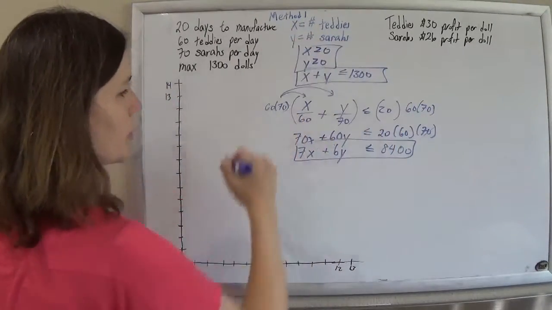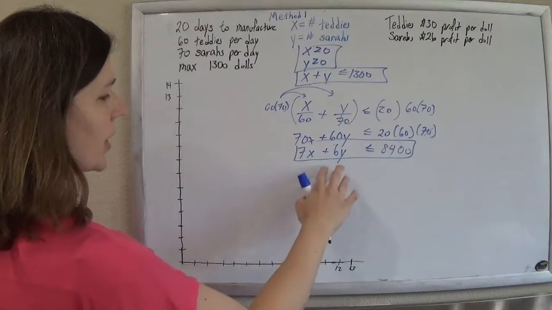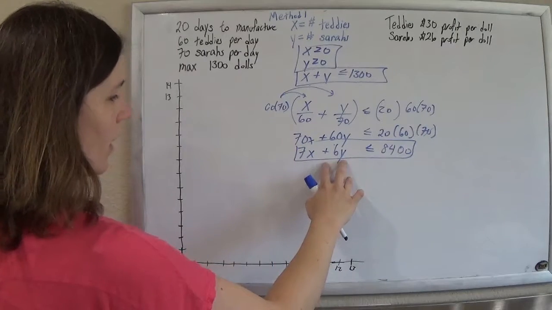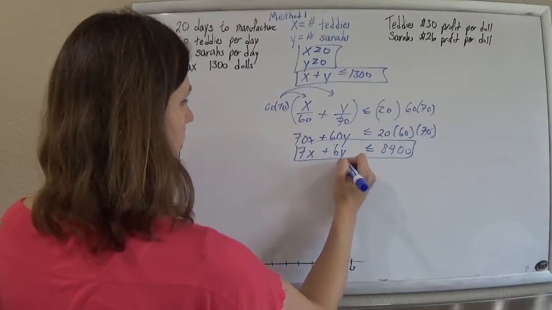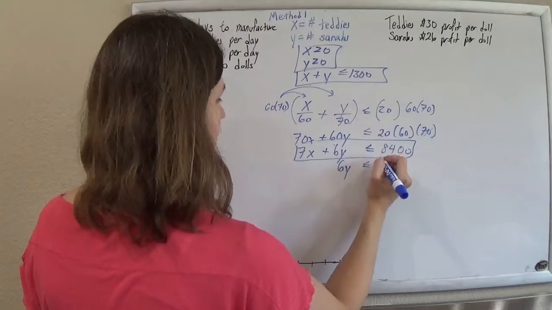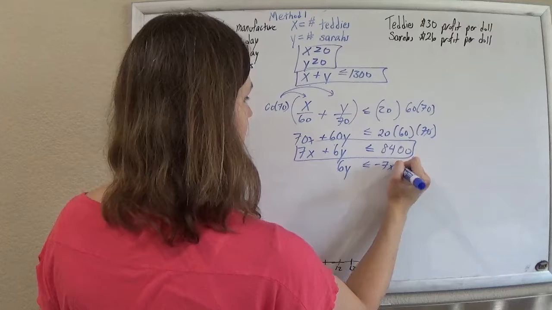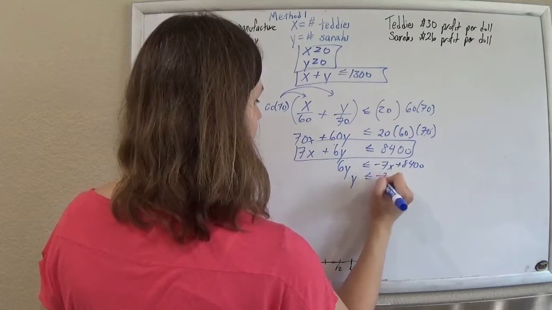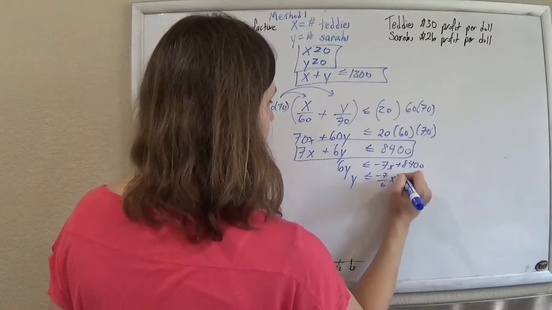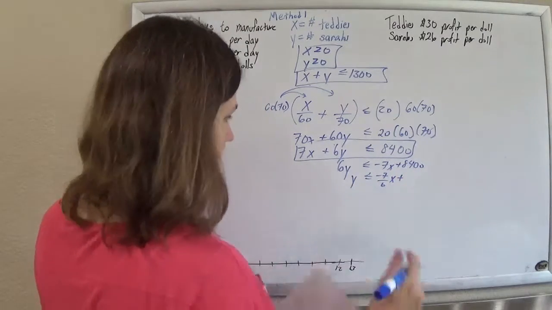and of course those boring constraints. When I go to graph this one, I'm thinking maybe I'll solve it for y, so I'll have 6y less than or equal to negative 7x plus 8,400. So y will be less than or equal to negative 7/6 x plus, what was that? That was 1,400.